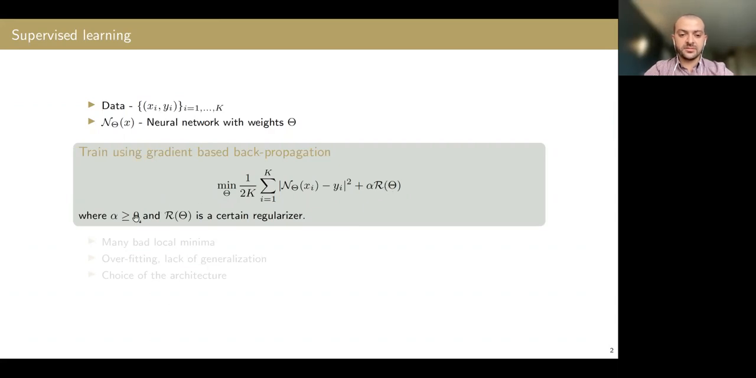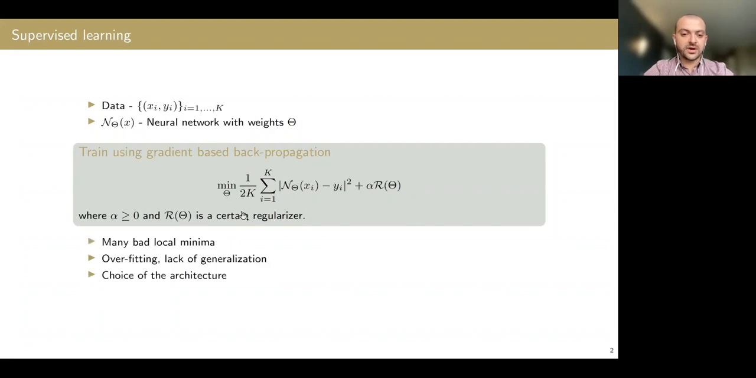So alpha is some number bigger than or equal to 0. When it's 0, we're not doing anything, we're just trying to fit the network. Or if alpha is bigger than 0 and we have this R of theta regularizer, we're trying to impose some kind of regularizing term on the network nodes.